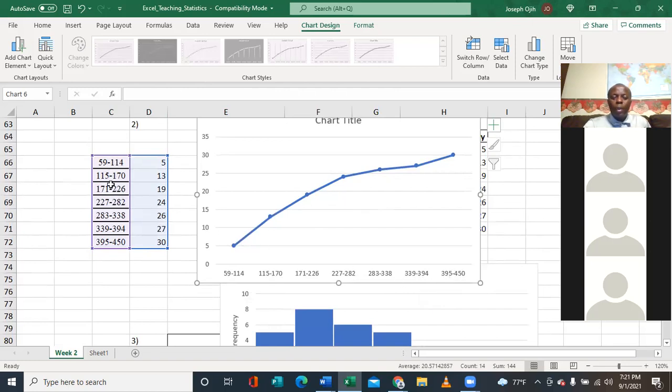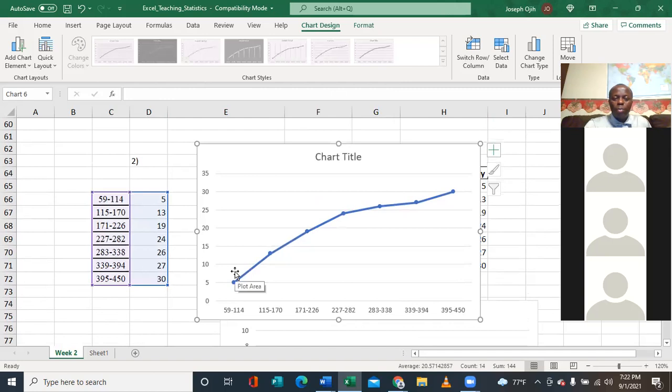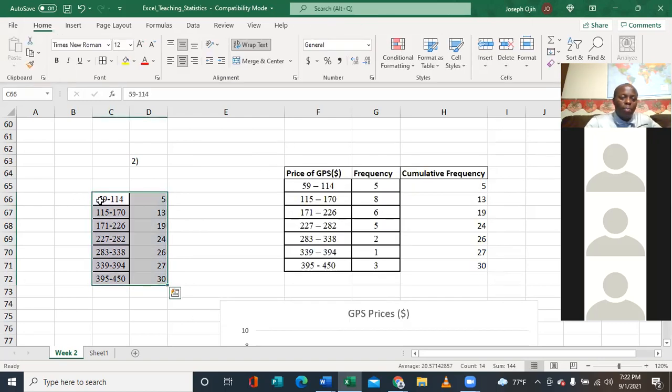Or if you like, you can use only the upper class intervals: 114, 170, 226, and so on. I think it should be better to use one of these numbers here instead of using two of them at the same time. So let us try that. You put only the upper intervals. Other than that, you can see that it's very clear here. So let me delete this and use only the upper interval. Upper interval should be better.